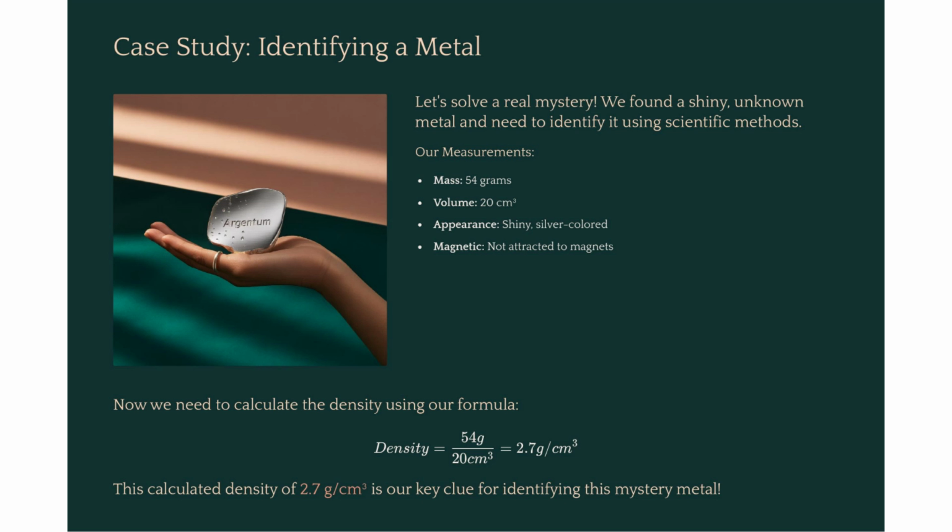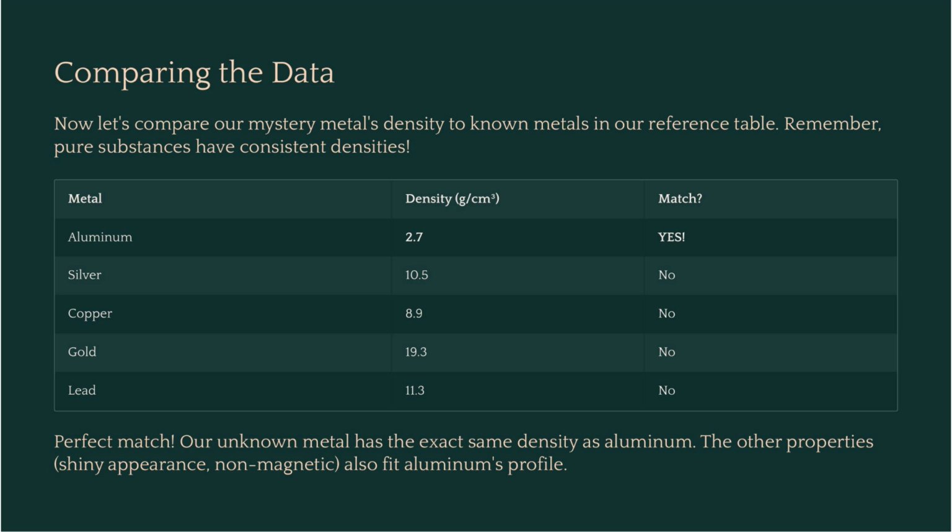Let's try a real example. Imagine we find a shiny, mysterious piece of metal. It's our job to identify it. First, we'll measure its mass with a balance and find it's 54 grams. Then, we can find its volume by submerging it in water and see that it displaces 20 cubic centimeters of water. Now that we have the mass and volume, we can calculate the metal's density.